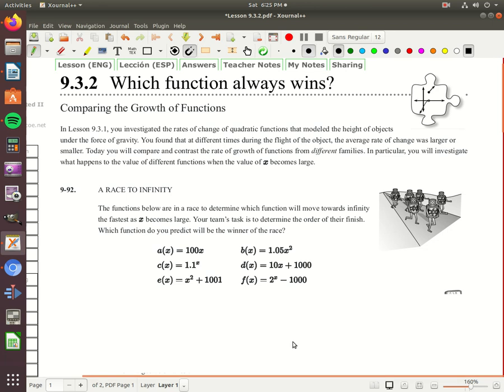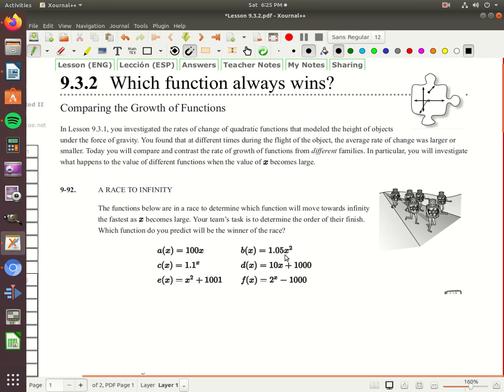Okay, Integrated 2, lesson 932. This will be by a mile the fastest video, I think, probably of the lessons. I just want you to kind of understand the point of it, but we're not going to go too deep into it. The idea is which function always wins a race to infinity, and we're going to compare the growth of functions. So here's the thing.